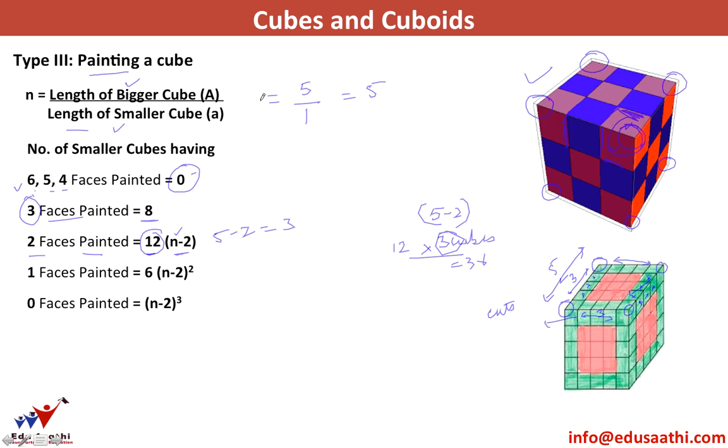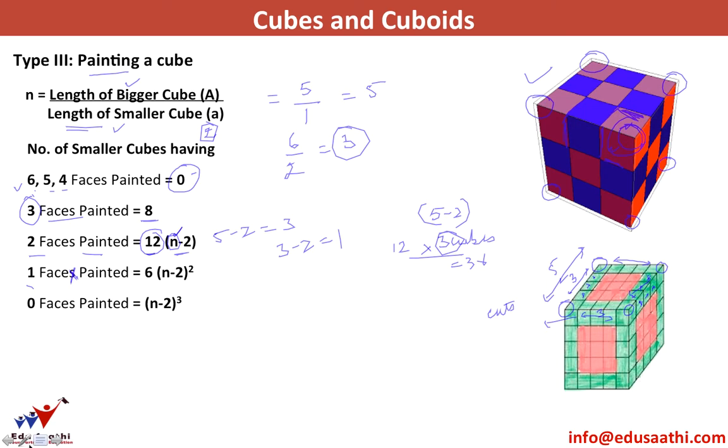Let's say the length of the bigger cube was 6 and I divided it into smaller cubes of side 2 each. So then I'll have n as 6 by 2, or 3. Then instead of n minus 2 being 3, I will have 3 minus 2, or 1. So be careful when you make calculations using this n. Let's look at the cubes which have only one face painted. There shouldn't be an S here. One face painted.